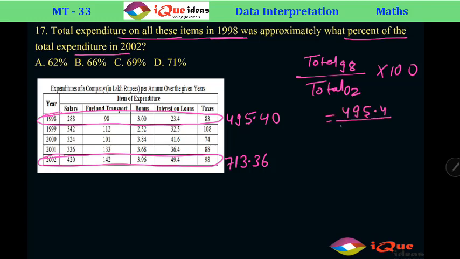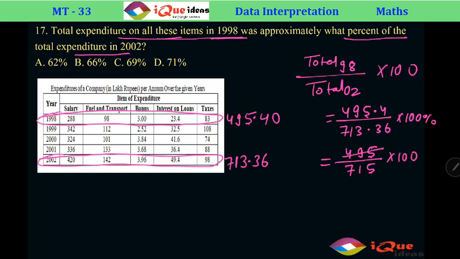So what we have here is 495.4 divided by 713.36 into 100, and this much percentage should be the answer. Now we will have to use a little bit of approximation. How do we go about it? Let's see. What we can do here is take this as 495 divided by 713.36. Let's take it as 715 and let's see how far it goes.